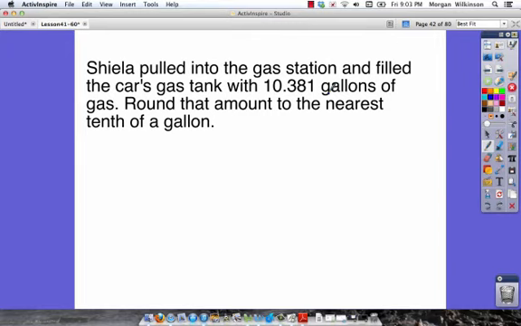Now the next question, another word problem. Sheila pulled into the gas station and filled the car's gas tank with 10.381 gallons of gas. Round that amount to the nearest tenth of a gallon. So if we want to round it to the nearest tenth of a gallon, 10.381, we're going to draw out a quick number line here because number lines can be very helpful when we're solving these problems. It's a number line, so it should have heads of the arrows on it. We're going to call this the 10. We'll call this the 11 for gallons of gas, and we're going to break it up in half. And we're going to call this 10 and a half, or 10.5.